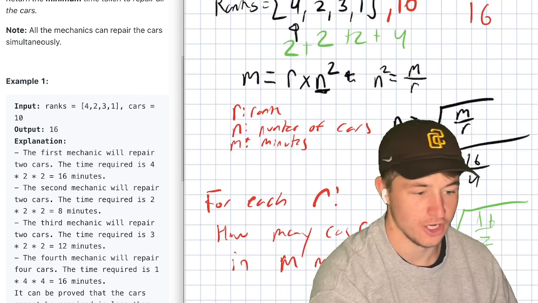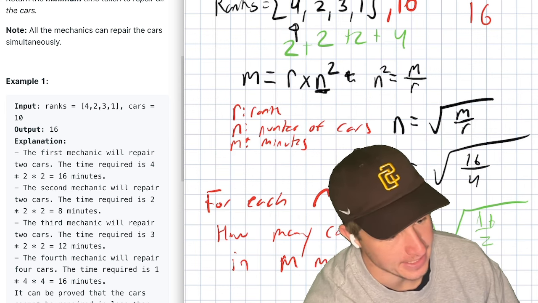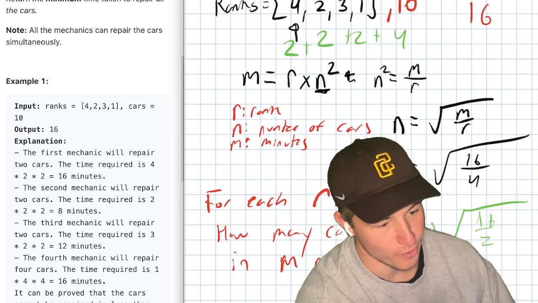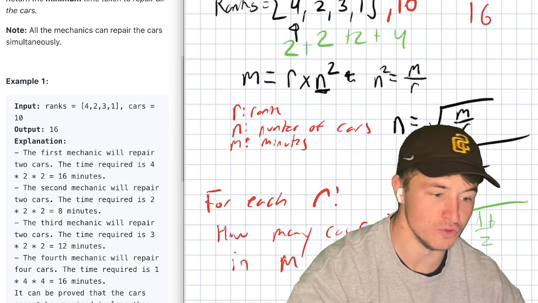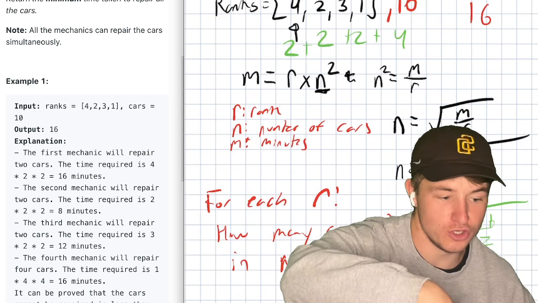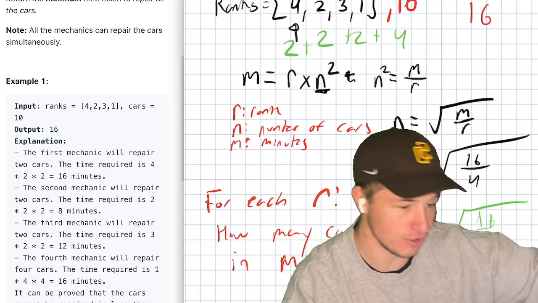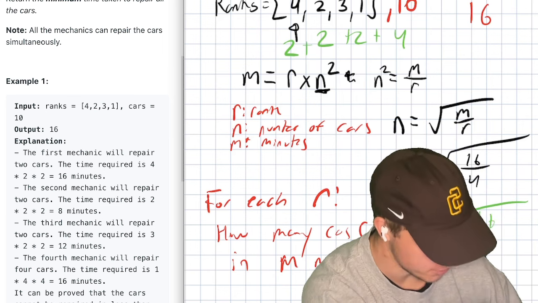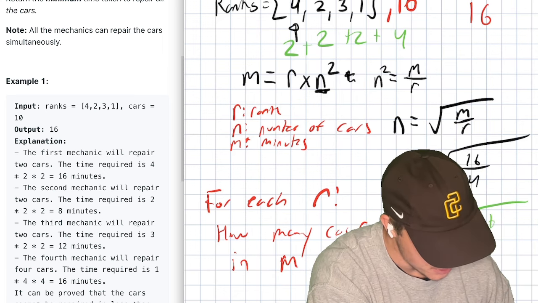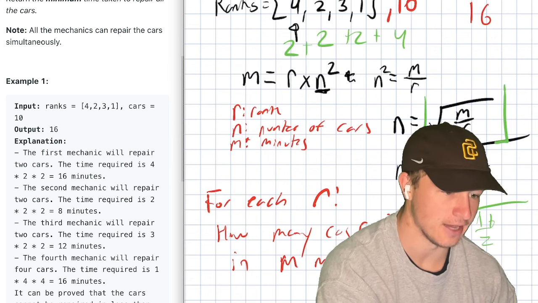Okay, so now of course, the thing that's weird here is that when you do a square root, you're not guaranteed an integer value. So you might not be able to use all the time. Like, you could fix 2 cars, but then you don't have enough time to fix a third car. So you can only fix 2. You can't fix like 2.34 cars or whatever. So this formula, you actually need to take it and push it down.